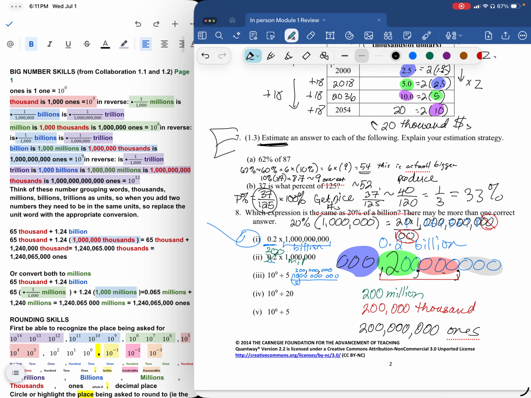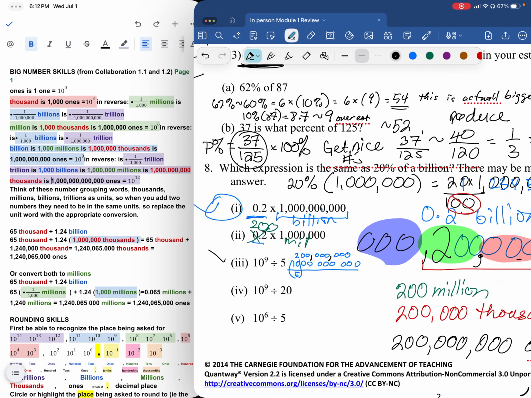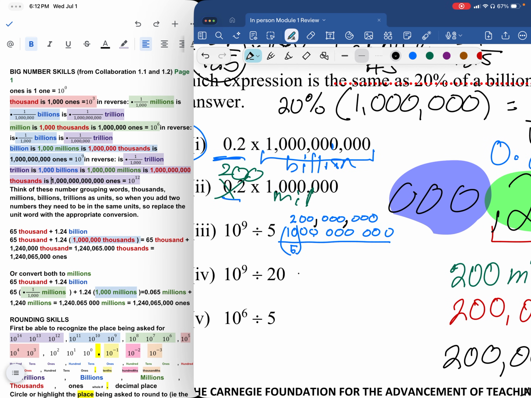That's 200. Oh, that's 200 million. Yeah, so that is correct. This one's another winner: 10 to the ninth divided by 20. If we did this here, we'd still have our 10 to the ninth, which is the billion. Three, 1, 2, 3, 1, 2, 9 zeros all over 20.